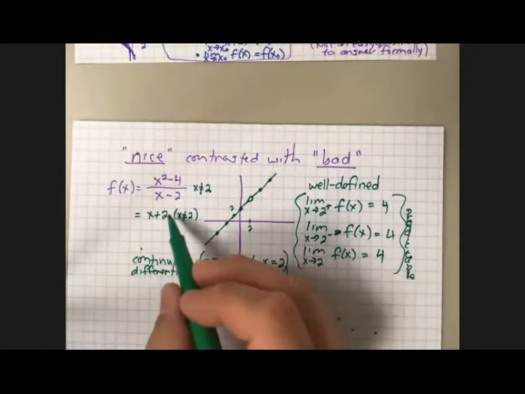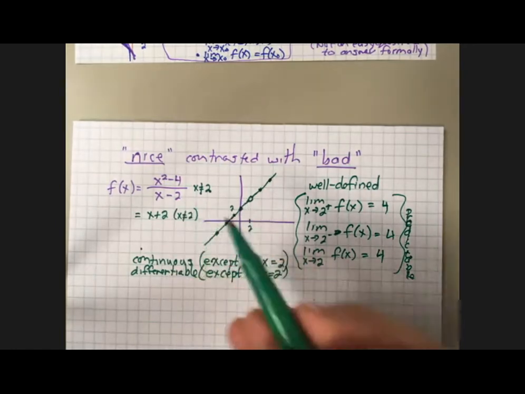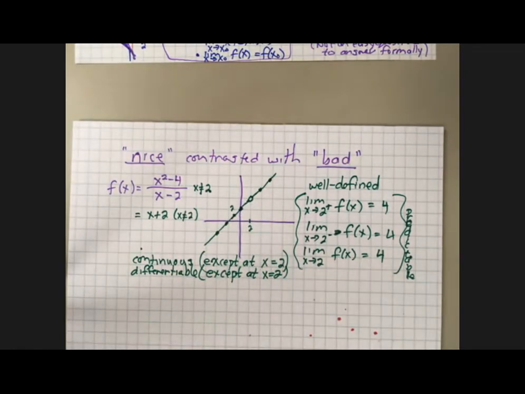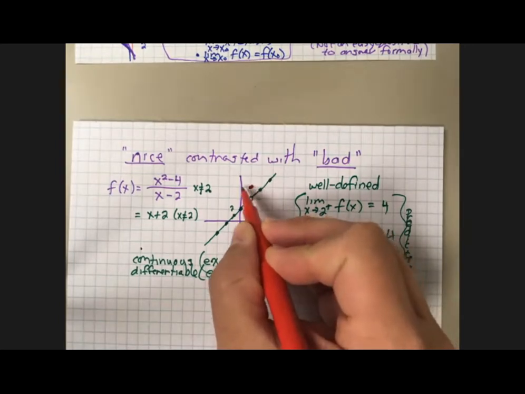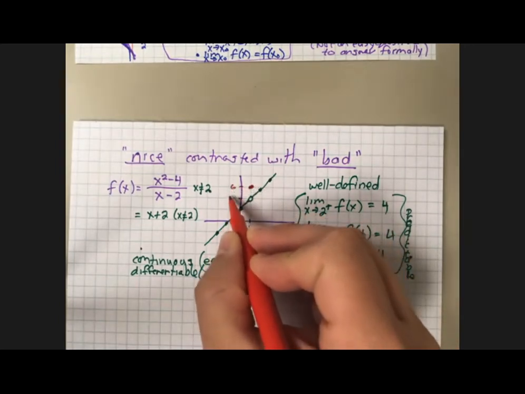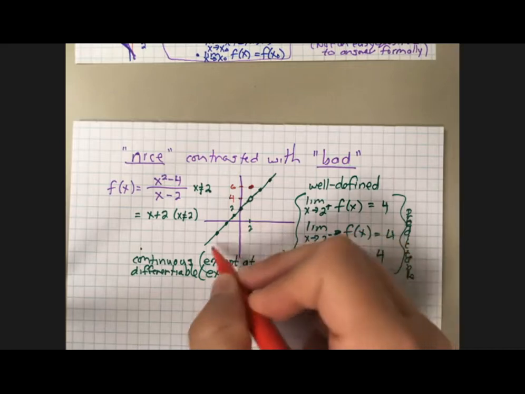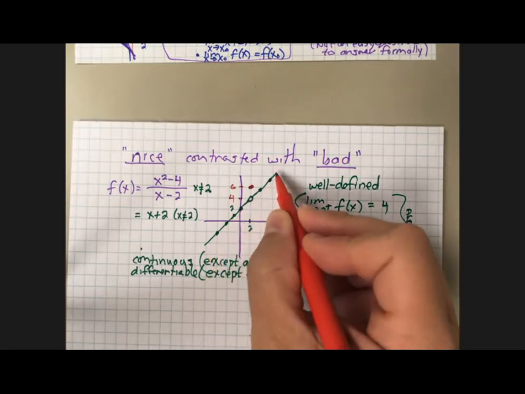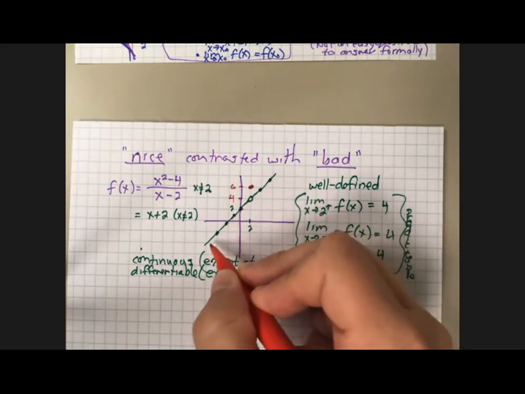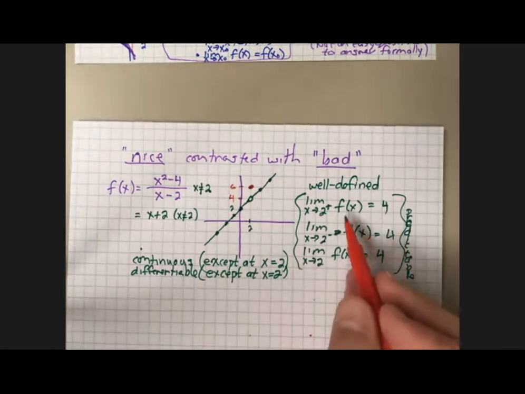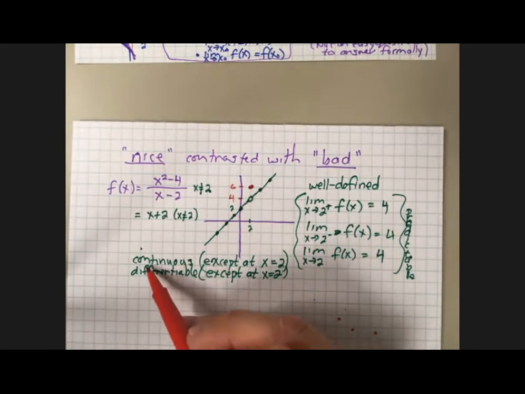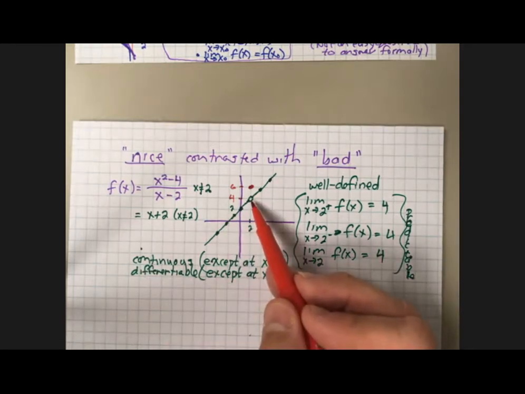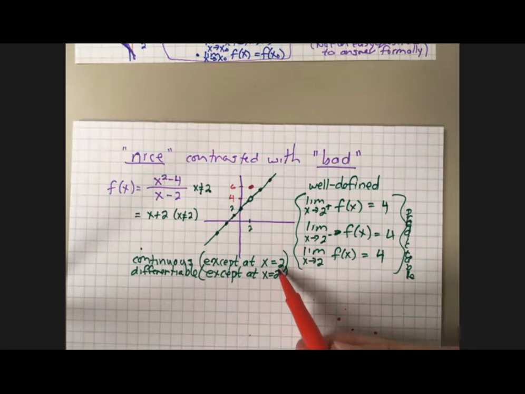By the way, I could fix the well-definedness of this. I could simply define the value of this function to be 6 when x is 2. Then that function is defined everywhere. It has a limit everywhere. But notice simply putting the dot there did not correct the break in the function. This function is still not continuous at 2.